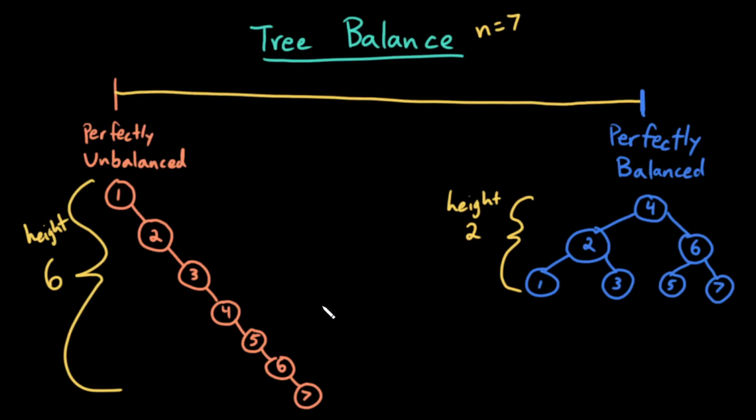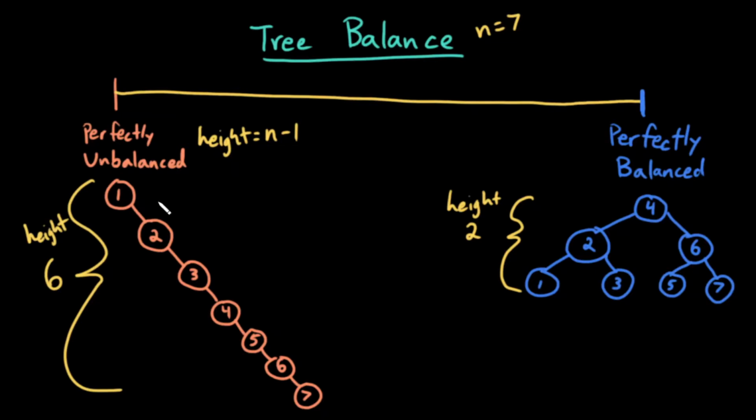For a perfectly unbalanced tree, I have 7 nodes, and my height is 7 minus 1, which is 6. So in general, if I have n nodes, n elements, a perfectly unbalanced tree will have height equals n minus 1. It's essentially just a linked list where I have n nodes, and I have an edge connecting them in a chain. So the height would be n minus 1.